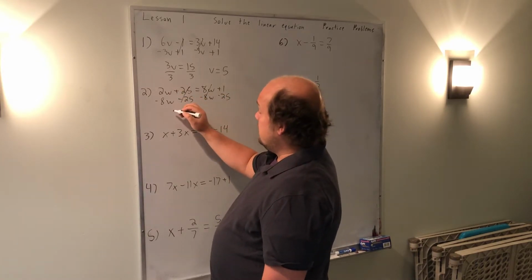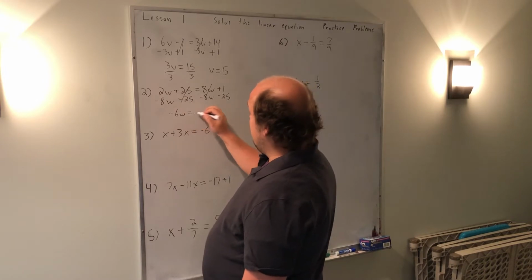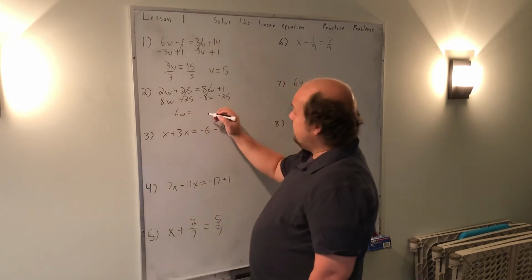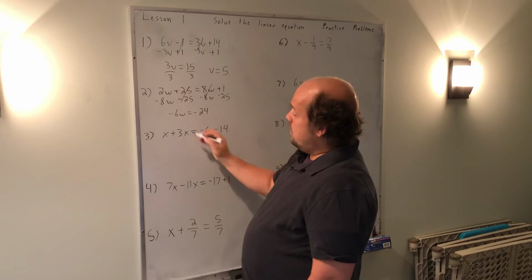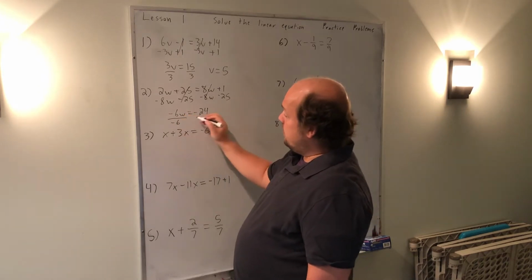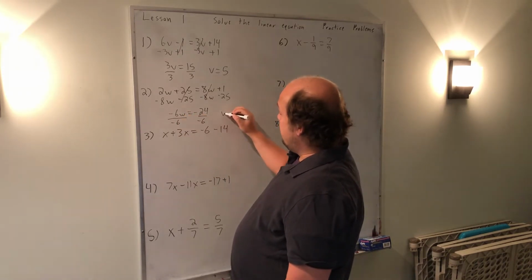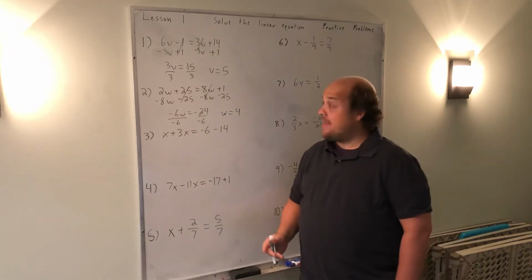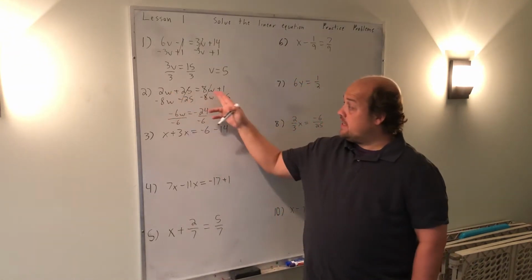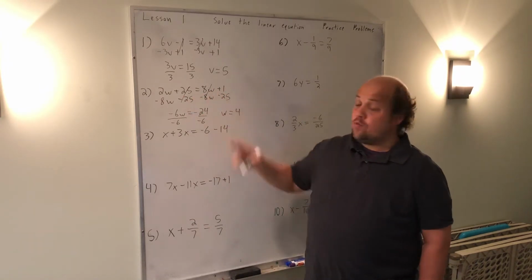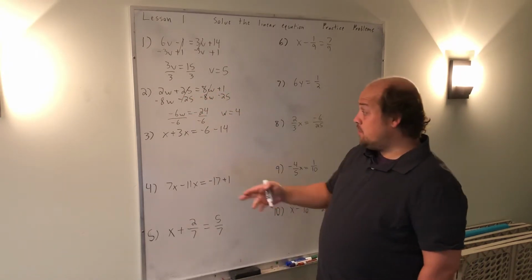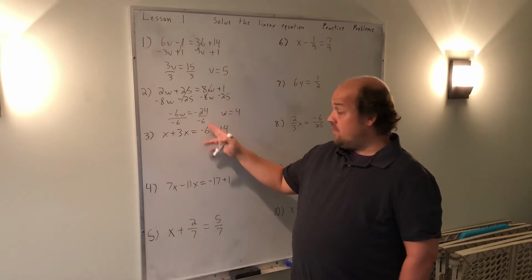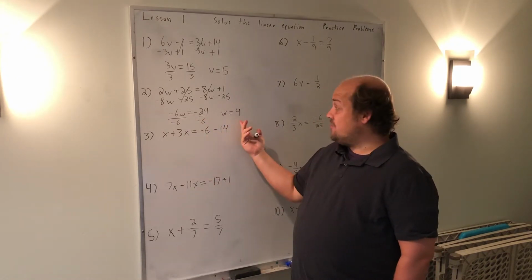2w minus 8w is negative 6w. 1 minus 25 is negative 24. If I divide by what's in front of the w, negative 6, that's how I get my answer of w equals 4. Again, I get to the same answer if I instead subtracted 2w from each side and subtracted 1 from each side. The difference would be I wouldn't have to divide by a negative, and I'd get right to that positive answer of 4.